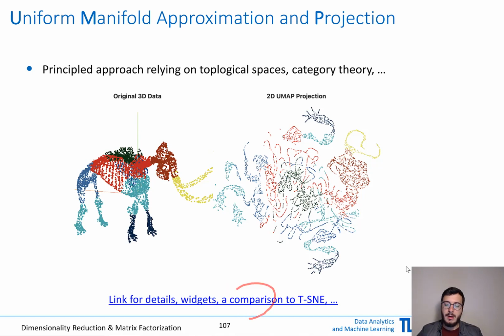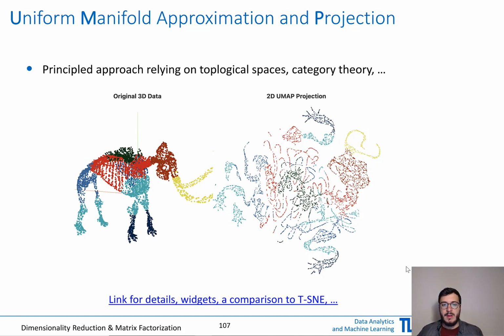On the following link, similarly to the previous link, you can look at some interactive widgets and play around with UMAP, and you can also compare how it behaves compared to t-SNE and see which one is better. So in most of the cases, actually UMAP is better. In some rare cases, t-SNE is better. But nonetheless, if you want to visualize high-dimensional data, you should use one of the two.